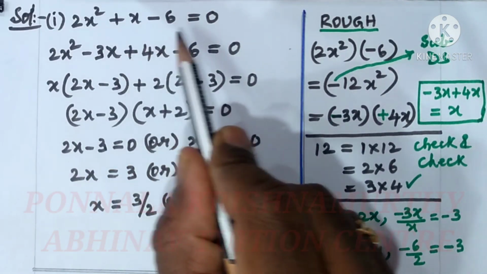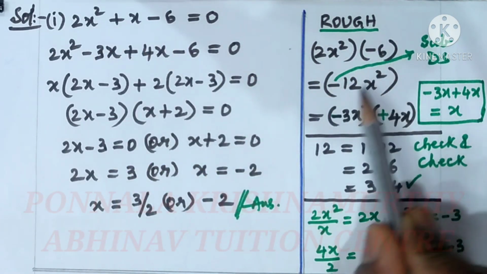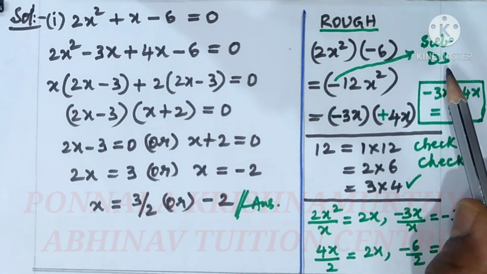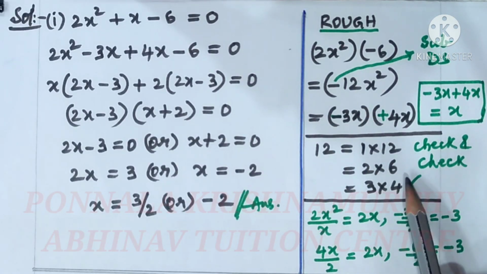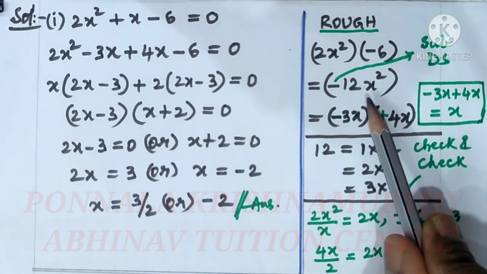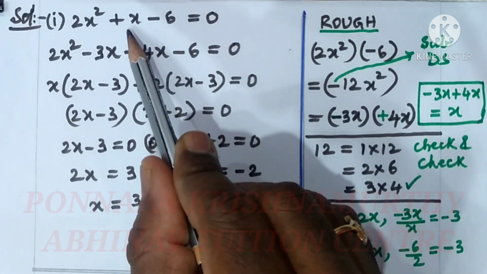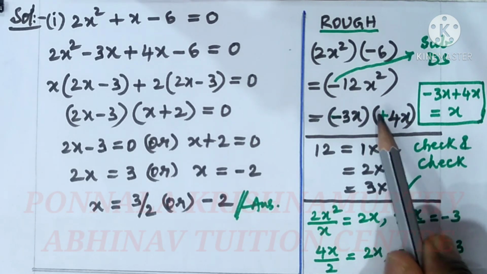Two x square plus x minus 6 is equal to 0. Rough. 2x square into minus 6 is equal to minus 12x square. Here we have minus, so subtraction and different signs. Factors for 12 are 1 into 12, 2 into 6 and 3 into 4. If we subtract the factors, we should get the middle one, and if we multiply these, we should get this one. So minus 3x plus 4x is plus x, tallied. Minus 3x into 4x is minus 12x square, tallied.